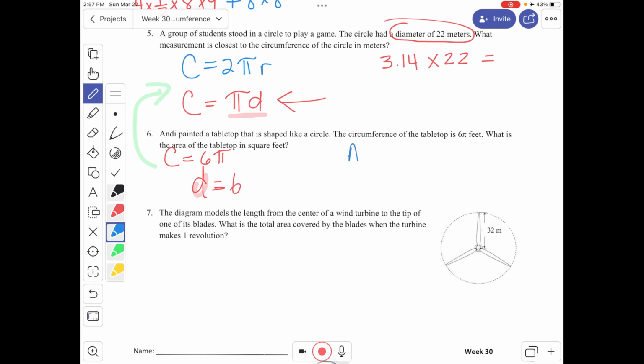And they want us to find the area of the tabletop. And area is pi times radius squared. Well, if the diameter is 6, then the radius is half of that, which is 3. So our formula is going to be 3.14 times radius squared. And we know the radius is 3, so 3 squared.